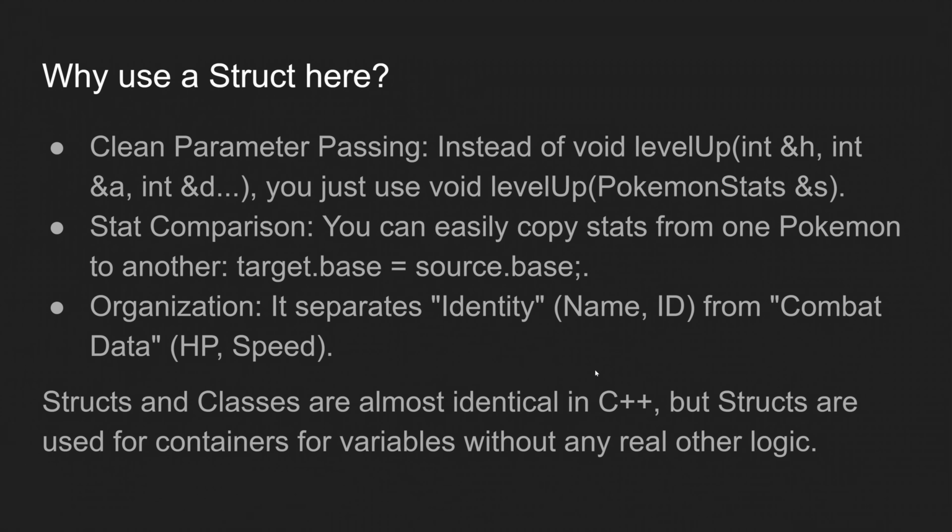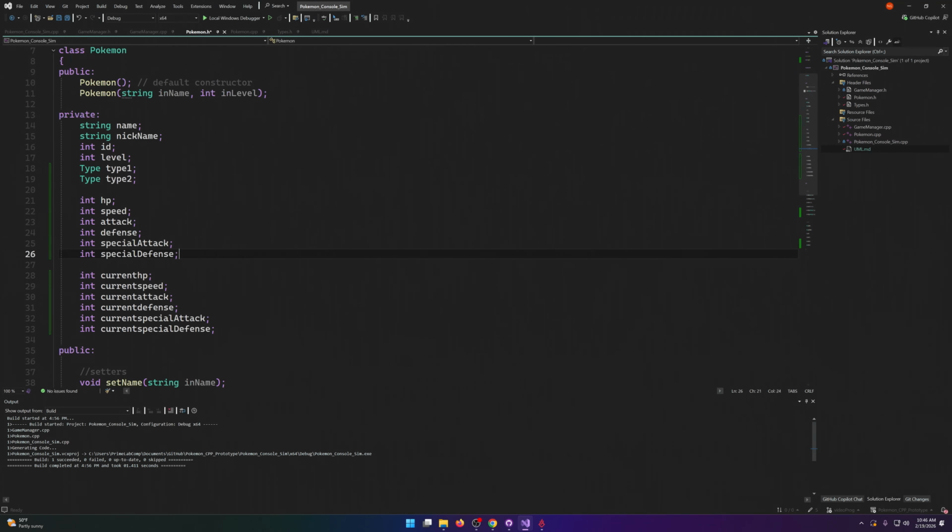Now, structs and classes are almost identical in C++. They really are almost the exact same thing. But structs are used as containers for variables without any other real logic. We use them just to hold some data. We don't want them to exist independently. We don't want them to be their own thing. In our case, we don't want them to exist outside of Pokemon. So we use struct. Well, how do we implement it?